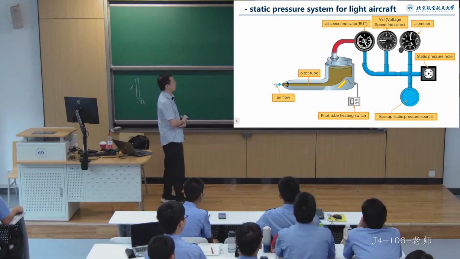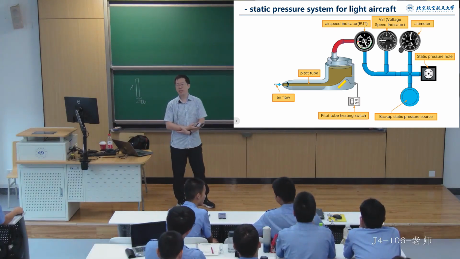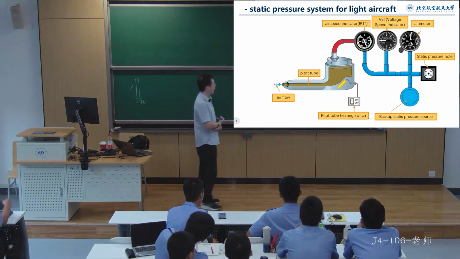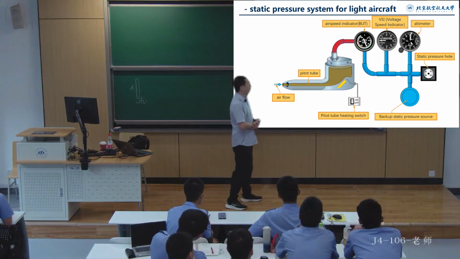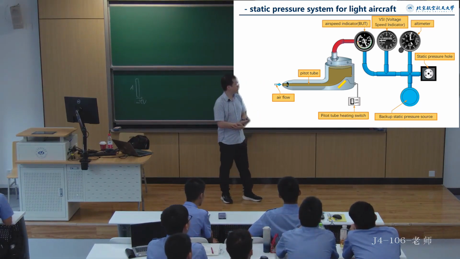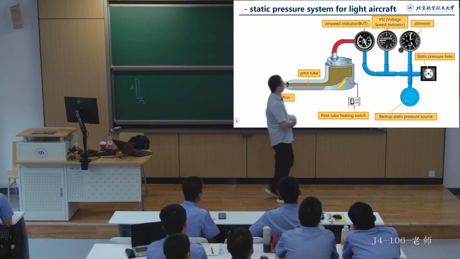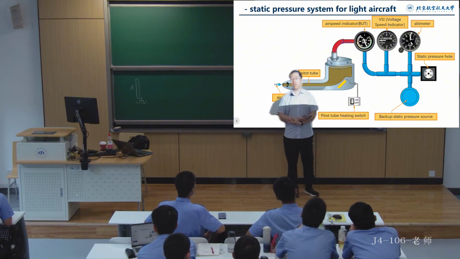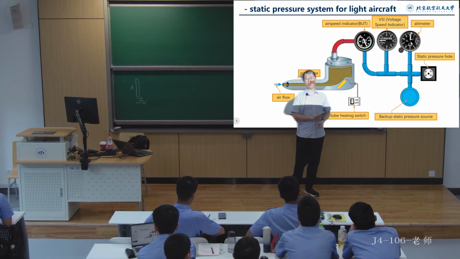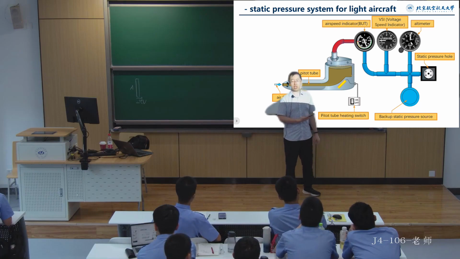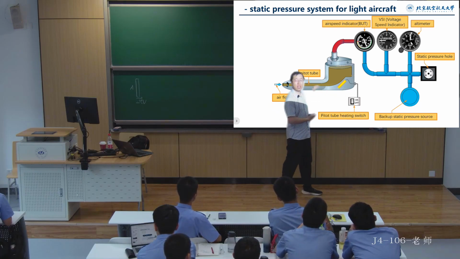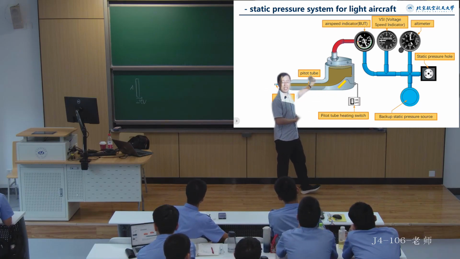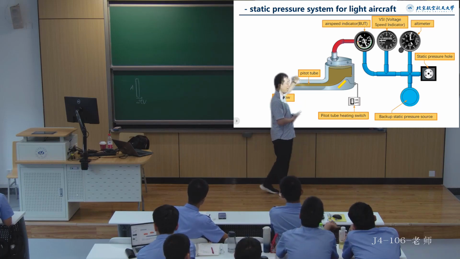Okay, the above is the aircraft's pitot-static system. Let's take a closer look at it. Its schematic diagram is roughly like this. As for the vertical speed indicator and altimeter, which we discussed in the previous lecture, the pressure needed for them to work is actually the static pressure from the free airstream ahead. This is what we refer to as the static system.